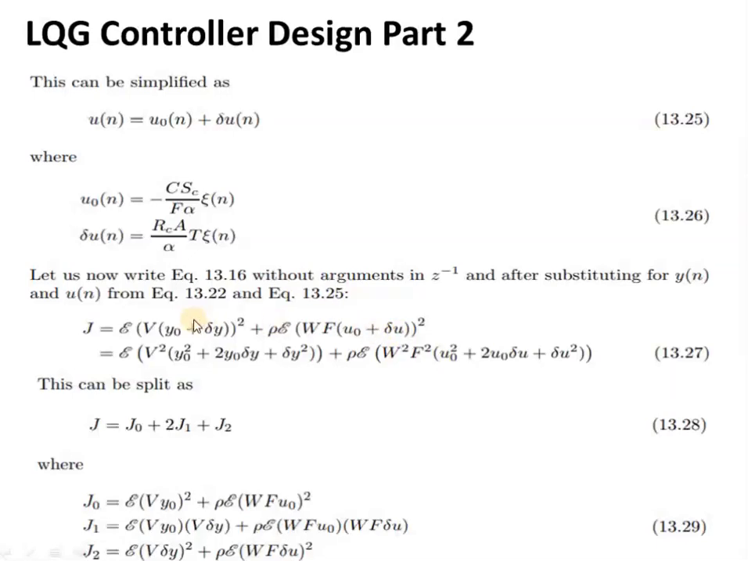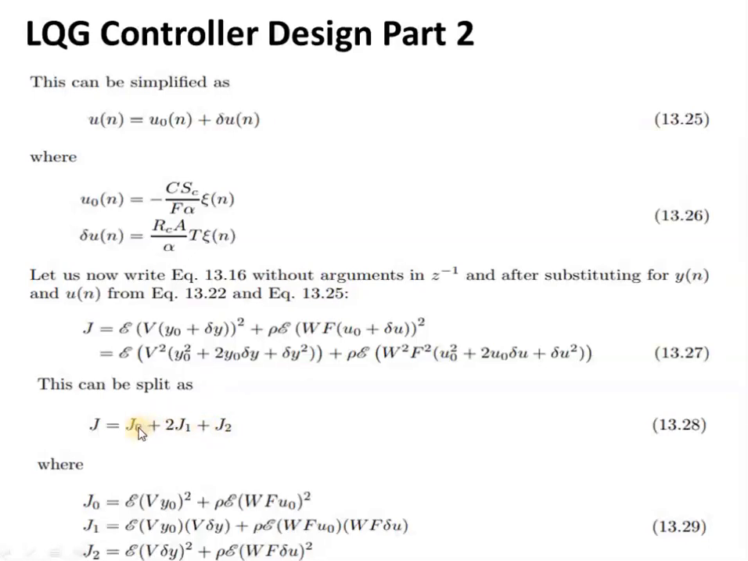We have to expand this bracket, and with the expansion we get y naught square plus 2 into y naught into delta y plus delta y square. At the same time this remains as it is up to this, and we have to expand this bracket, and with expansion we get this matrix, this bracket, and we generalize this whole equation as J is equal to J0 plus 2J1 plus J2.